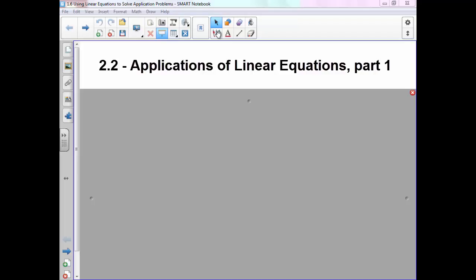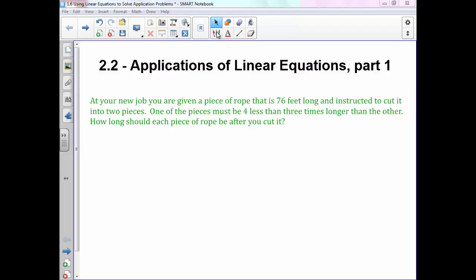Using linear equations to solve application problems. To get to the chase, these are going to be your first stab at word problems. And on these, you can read, so I'm not going to necessarily read them. You can pause it if you would like.